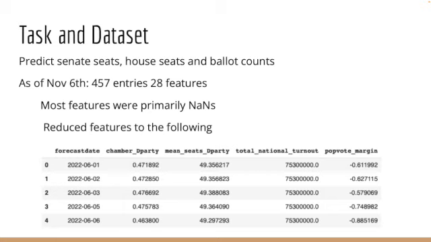We had a data frame like this for both the House and the Senate, and we used the mean seats and the chamber party values to predict the number of seats in the House and the Senate respectively, and we used the pot vote margin and the national turnout to predict the ballot counts.